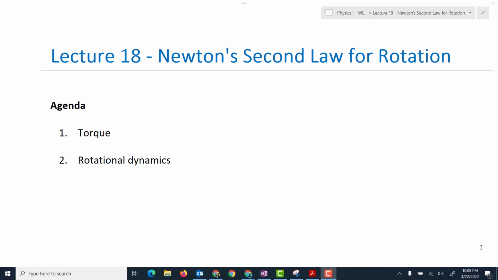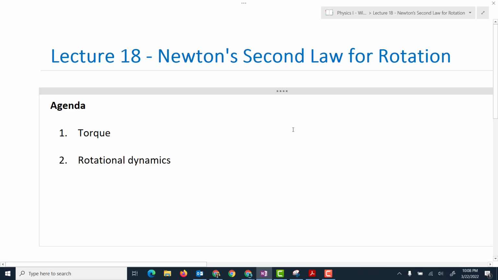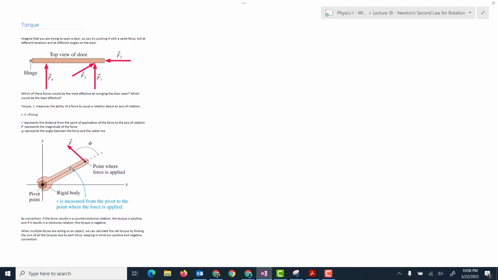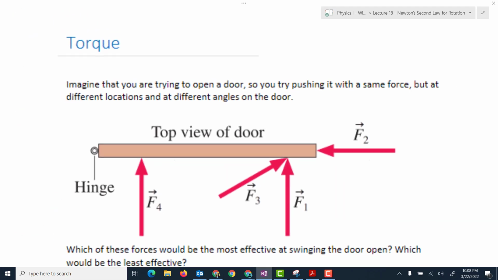Welcome to lecture 18, which is on Newton's second law for rotation. In this lecture, we're going to talk about torque and about rotational dynamics. Okay, so let's talk about torque first.